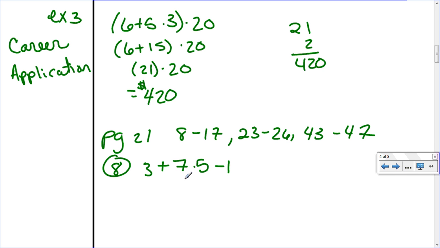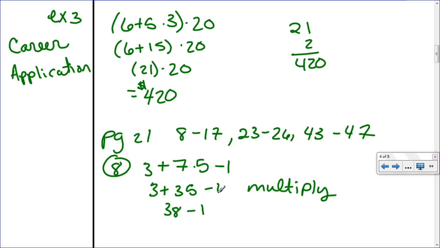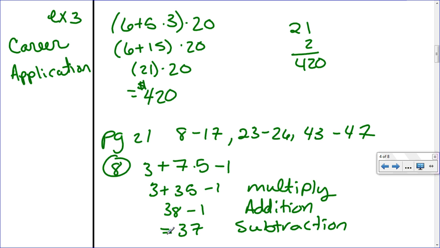So first, do we have any parentheses? No. Do we have any exponents? No, we don't. So we are going to do multiplication and division first, which we have right here. So 3 plus 35 minus 1. So we simply state that. We multiply. Then we're going to do addition and subtraction, which goes from left to right. 3 plus 35 is 38. We haven't used the 1 out here, so we added. So we did addition. And 38 minus 1 is 37, so we did subtraction. And we've justified to find our answer.